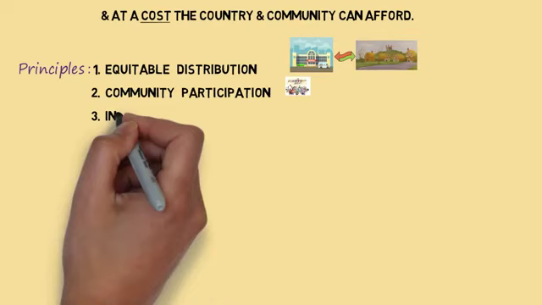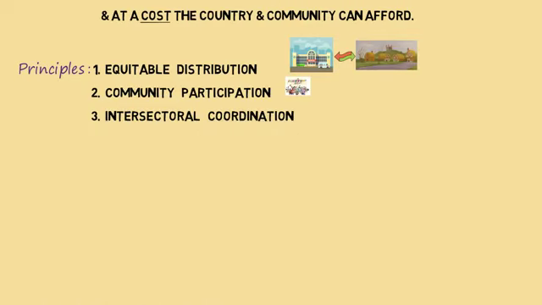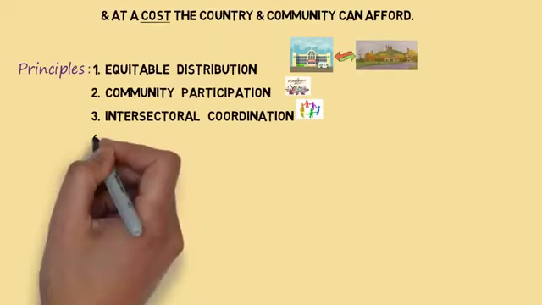Number 3 is intersectoral coordination. The Government of India has realized that primary healthcare cannot be provided by the health sector alone. The different wings of the government must come together and work in an integrated fashion.